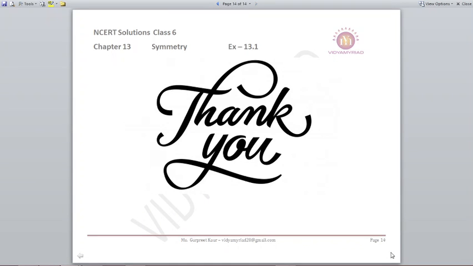That's all for this, children, exercise 13.1. I hope it is clear how you are going to make your objects symmetrical or unsymmetrical. Either it can be a standing line or a sleeping line, to make identical parts of it.